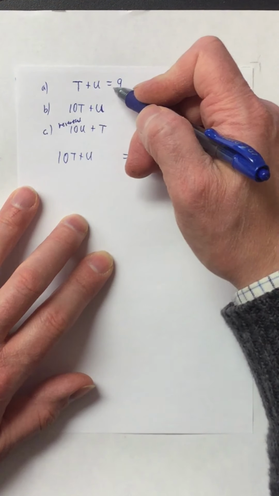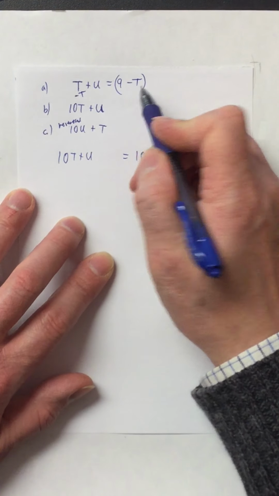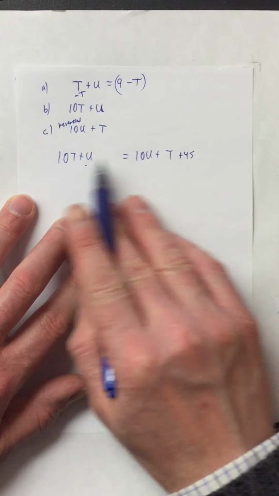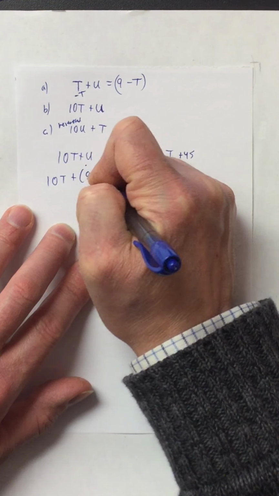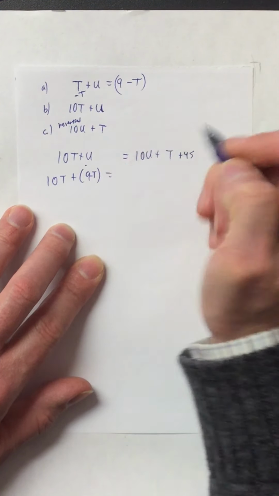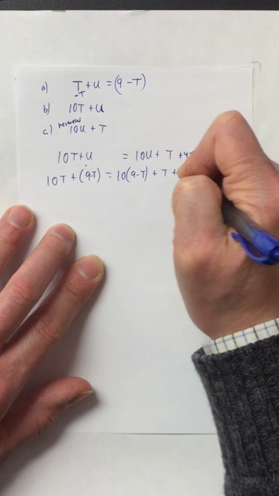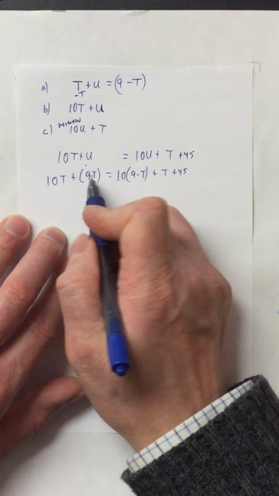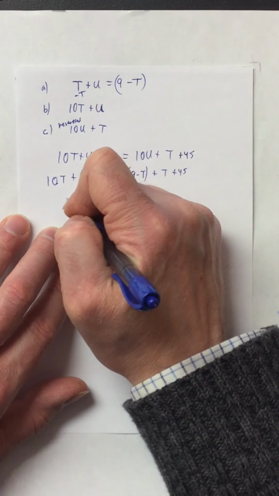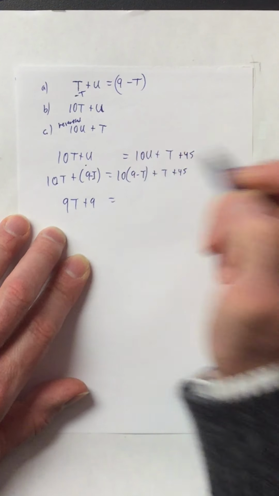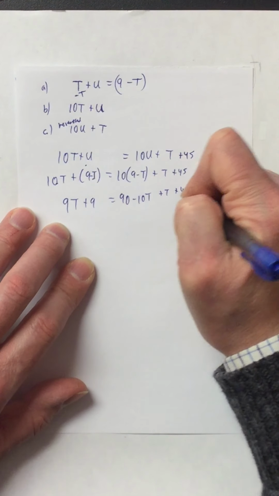All right, that being said, I now come to equation A. Let's subtract a t from both sides. And we get 9 minus t. We're going to substitute that in for the places that we have u. So 10t plus parentheses 9 minus t is equal to 10 times parentheses 9 minus t, plus t plus 45. Okay, this one right here is connected by addition, so that parentheses just goes away. The 10t here and the minus t there gives me 9t plus 9. Did 2 steps there. This one here, 90 minus 10t plus t plus 45.